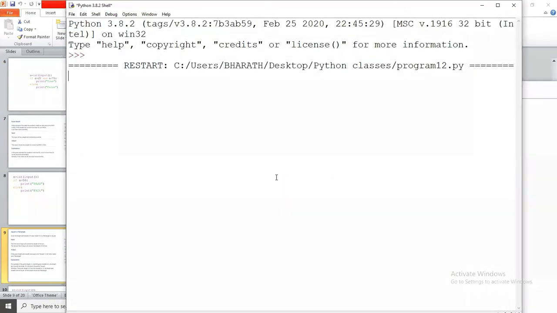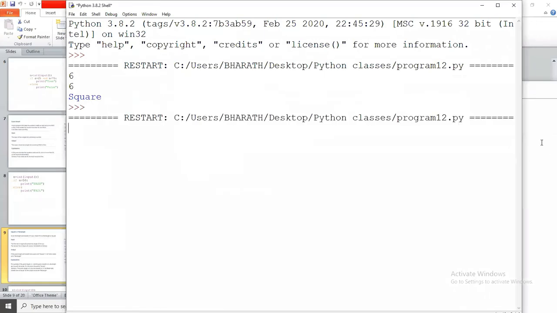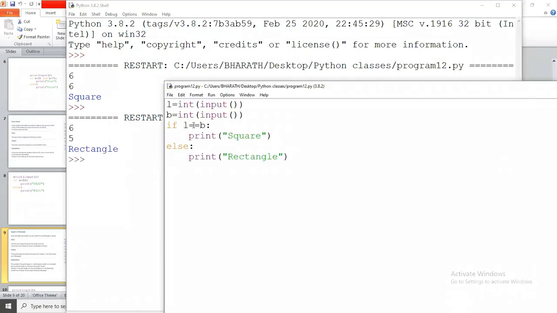If I enter L and B, both the same, then it prints square. If I enter 6, 5, it prints rectangle. Okay, the same program we can write like this also. If L not equals B, then it is rectangle. Otherwise, it is square.